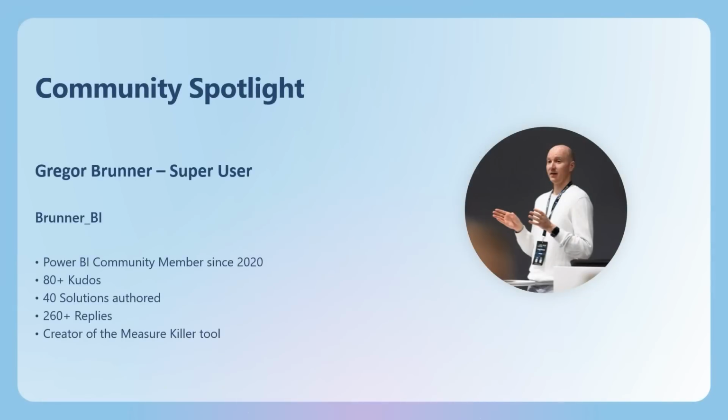Power BI Spotlight. That's it for the updates. Each month, we highlight a community member that's making a positive impact in our community. Meet Gregor Brunner. He has been a Power BI community member since 2020. He's received over 80 kudos, authored over 40 solutions, and over 260 replies. We're highlighting Gregor this month for his incredible presentation about the tool he created, Measure Killer. It helps optimize your semantic models by identifying all unused artifacts. It can also analyze shared models with all connected Power BI and paginated reports, as well as Excel files.